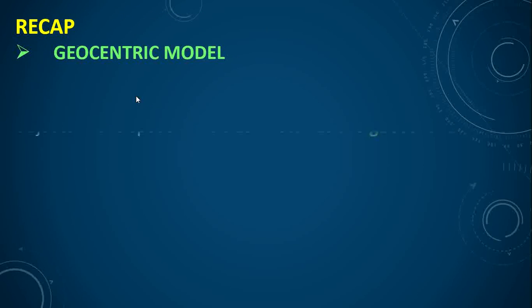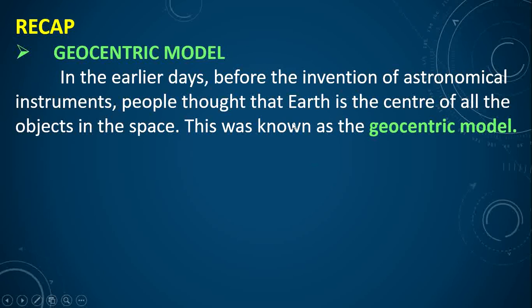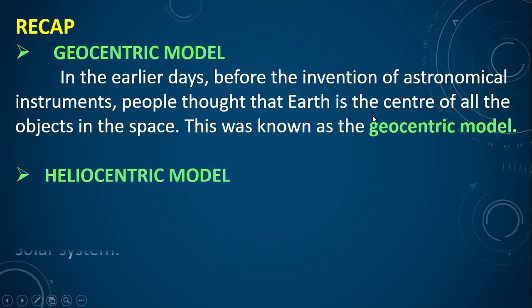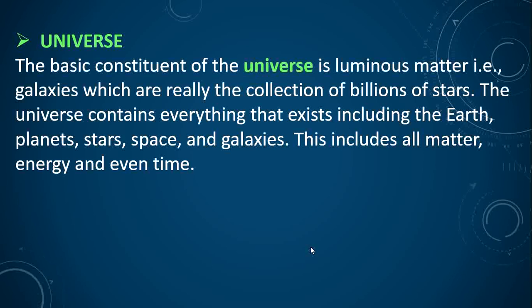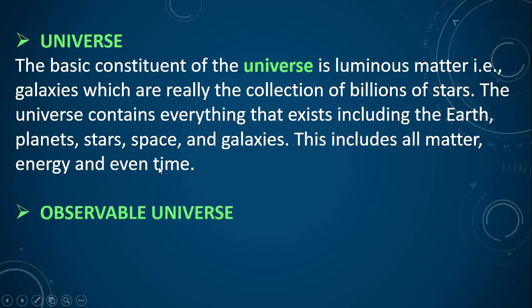Geocentric model. What is called the geocentric model? If the earth is at the center of the objects in space, it is called the geocentric model. Heliocentric model. In the heliocentric model, the sun is at the center of the solar system. Universe. What is the universe? The basic constituent of the universe is luminous matter, that is galaxies, which are really collections of billions of stars. This universe contains everything that exists, including the earth, planets, stars, space and galaxies. So this includes all matter, energy and even time.